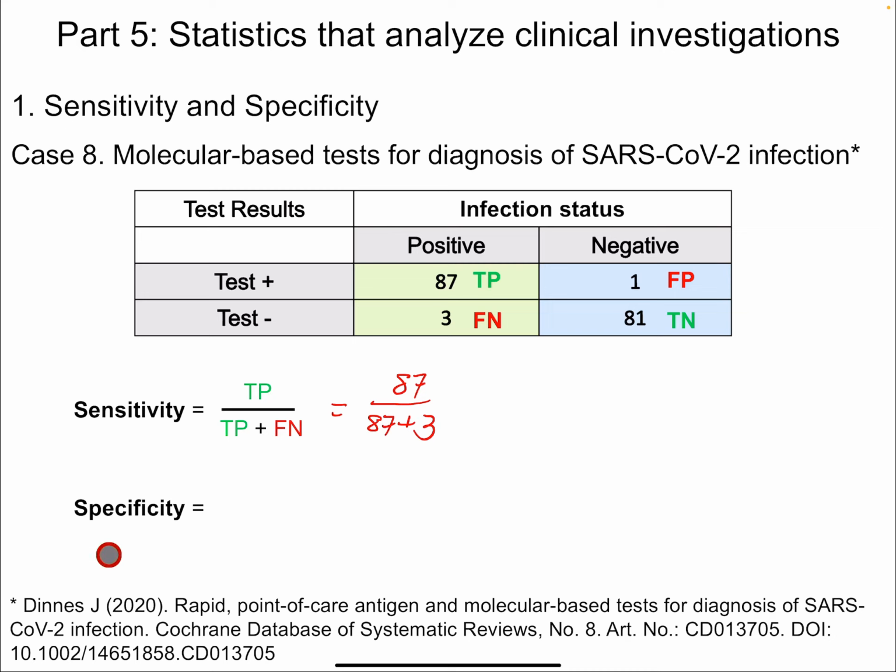Specificity tells how well a test picks up true negatives. We use this formula. In this case, true negative 81 divided by the sum of true negative and false positive. This represents specificity.